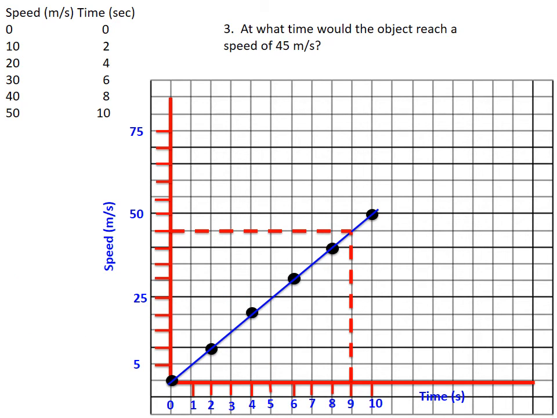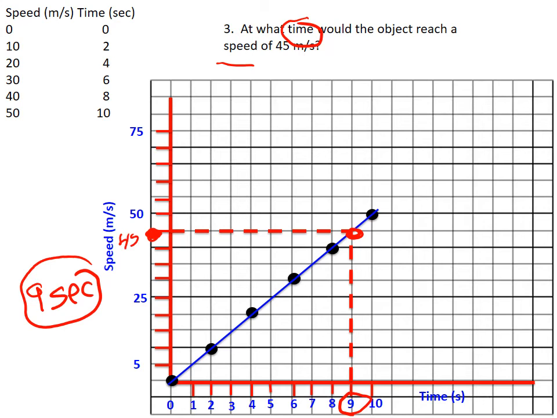Similarly, the same thing happens in reverse. It says at what time would the object reach a speed of 45 meters per second? So I go over here and I find 45. I go over until it hits the graph line. Then I go down to where it meets the time. And here the answer would be 9 seconds. 45 is right here. So again, I'm not even having to do any math. I don't even have to get out my calculator. I can simply just use my graph and the data points to figure that out.